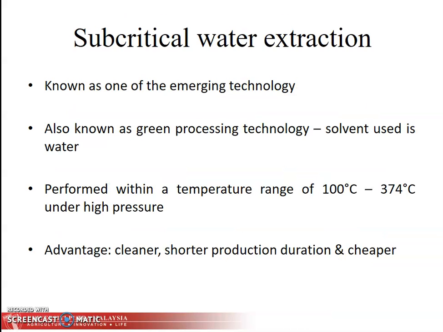Next key point will be the subcritical water extraction. Subcritical water extraction is one of the emerging technologies. It is also known as a green processing technology because the solvent being used is water. It is performed within a temperature range of 100 degrees Celsius to 374 degrees Celsius and kept under adequate pressure in order to maintain it in a liquid state. The advantage of using subcritical water extraction is that it is cleaner, it takes a shorter production time, and it is cheaper compared to other conventional methods.